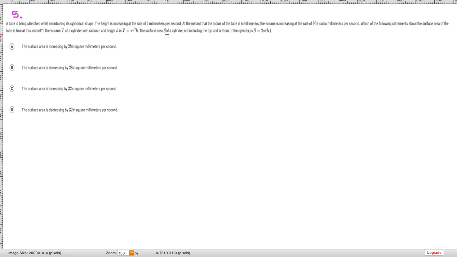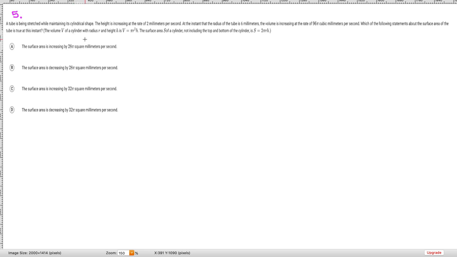Carefully look through everything that's being said, and let's try to figure out how we can interpret every piece of information that's occurring. So, the first sentence: a tube is being stretched while maintaining its cylindrical shape. So we just have to imagine a tube, right?